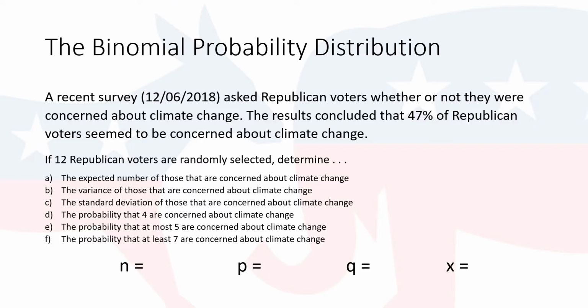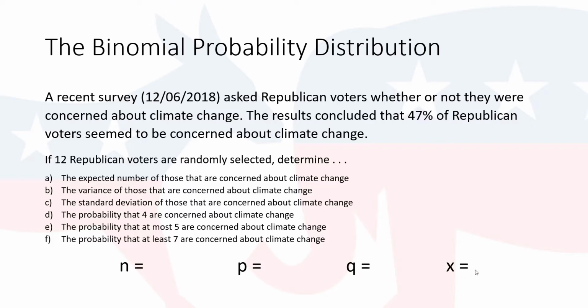So for part D, N is 12, P is 0.47, Q is 0.53, X is 4. Let's take a look at part E. The probability that at most 5 are concerned about climate change. What that means is N is still 12 for this particular problem. P is still 0.47. Q will still be 0.53.